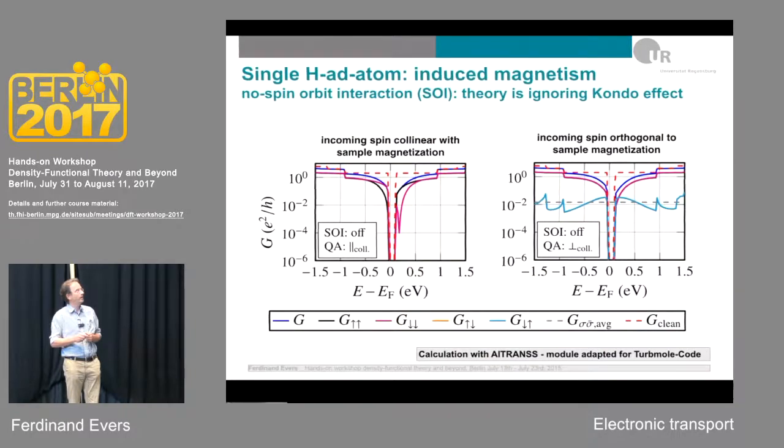Here you can see this blue line. This is the transmission probability for spin flip scattering. And what you can see is that it's not so low. We only had one hydrogen atom in the system. And what we get is a spin flip probability of about 1%.